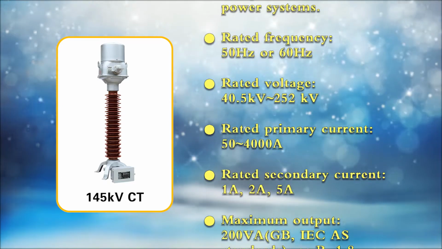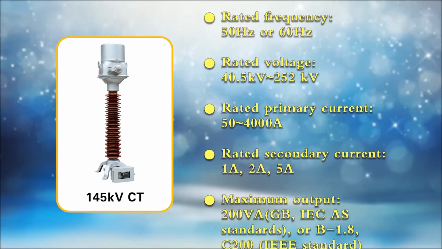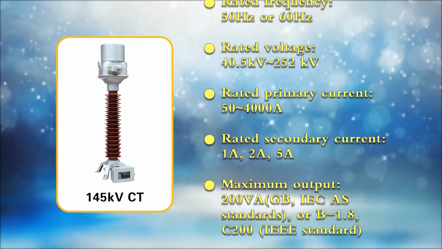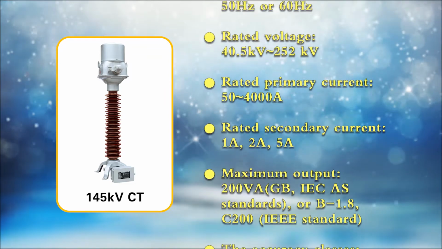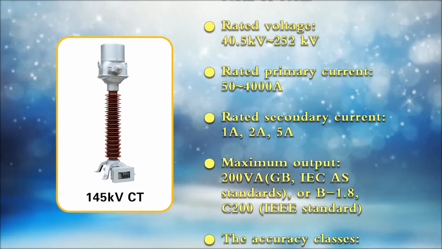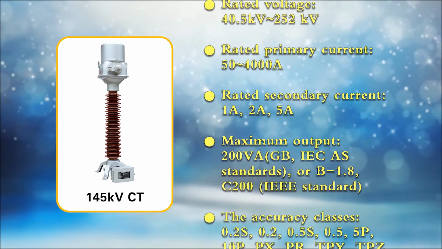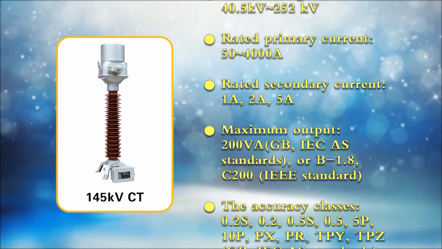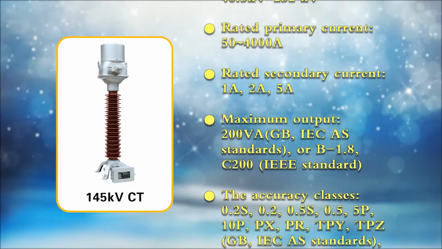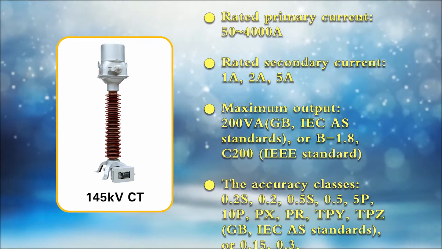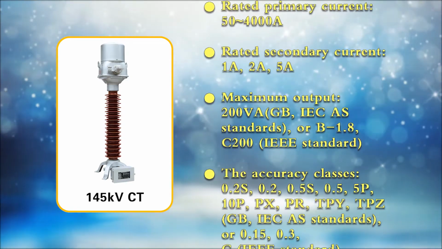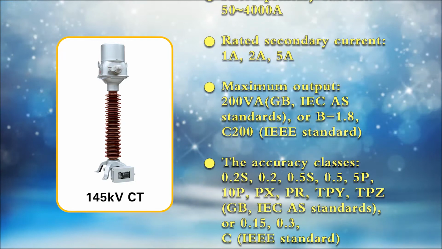Rated voltage 40.5 kV to 550 kV. Rated primary current 50 to 4000 A. Rated secondary current 1 A, 2 A, 5 A. Maximum output up to 100 VA, GB, IEC as standards, or B1.8, C to 100, IEEE standard.